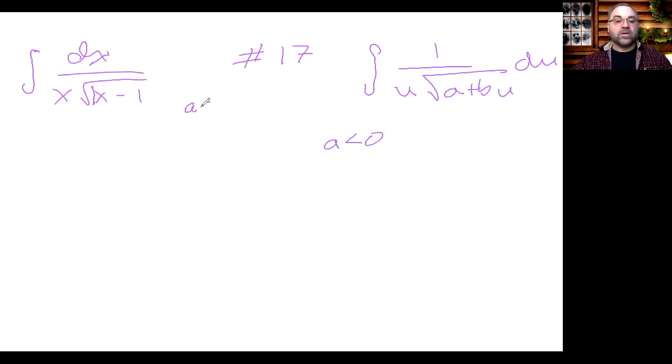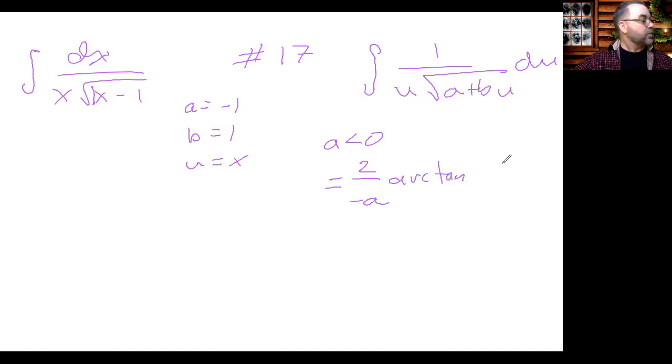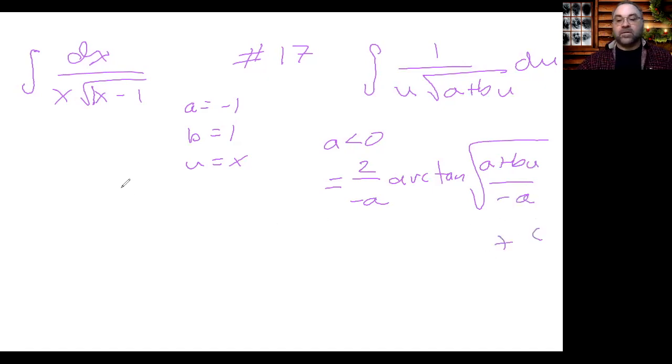We know a is -1, b is 1, and u is x. So when you look at the a is less than 0 formula, you get this integral equals 2 over radical -a arctan of radical a plus bu over -a. And of course, there's a plus c. So all we have to do then is plug and play basically into our formula here.